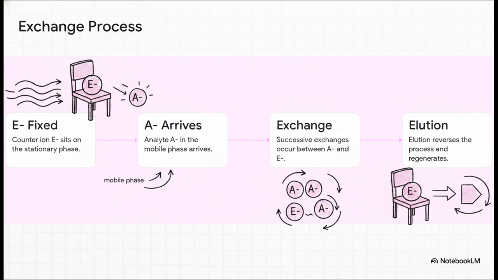Initially, the counter-ion, E-, is sitting in the seat. It's fixed on the stationary phase. Then the analyte we actually want to measure, let's call it A-, arrives in the mobile phase. What happens next is a series of successive reversible exchanges. A- literally bumps E- out of the seat, taking its place on the stationary phase. But remember, the mobile phase just keeps flowing, bringing more and more E-, which eventually bumps A- back into the flow. This constant reversible displacement is exactly what slows the analyte down. Finally, the elution process reverses the phenomenon entirely, washing the analyte out so it can be detected and regenerating that stationary phase with fresh E- ions for the next round.